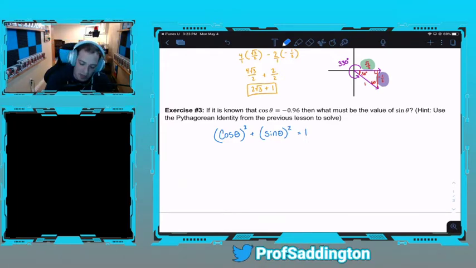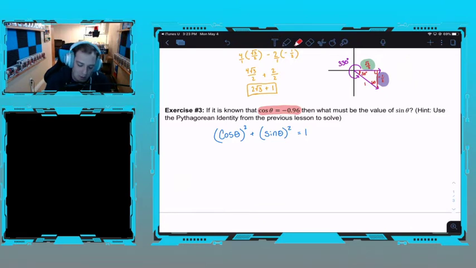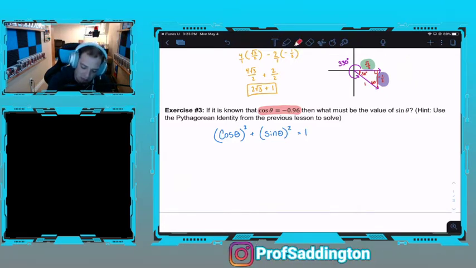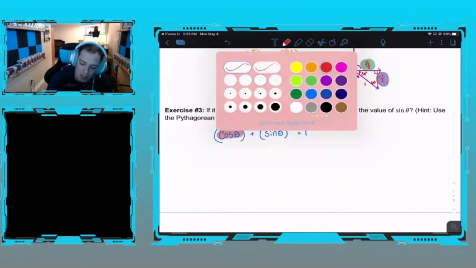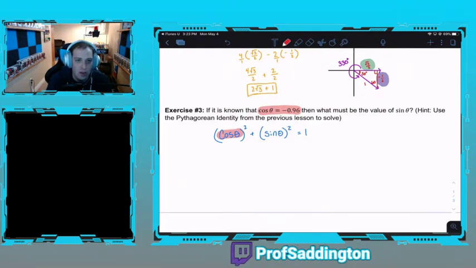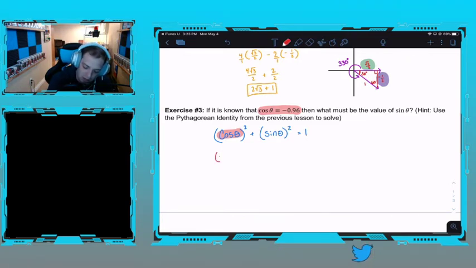The only given info in this problem is cos theta is equal to negative 0.96. So I'm just going to plug that in right here for cos theta. If you didn't do homework number 4, there was a question like this in it. So if I plug this in, I'm going to have negative 0.96 squared plus sine squared is equal to 1.